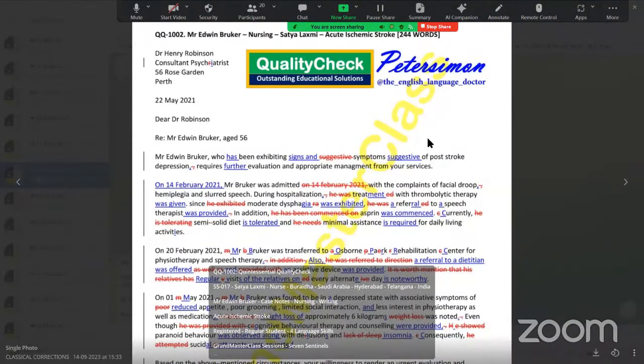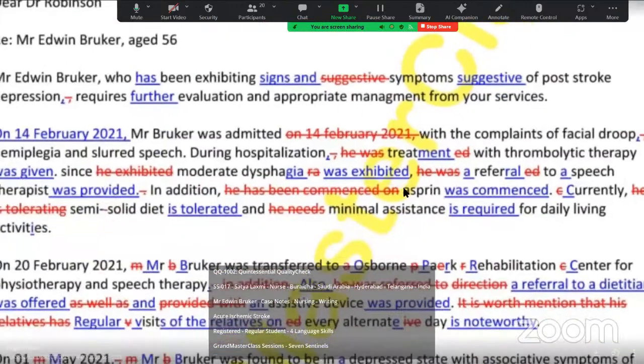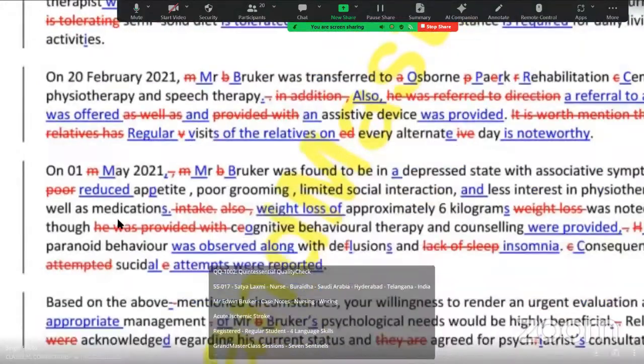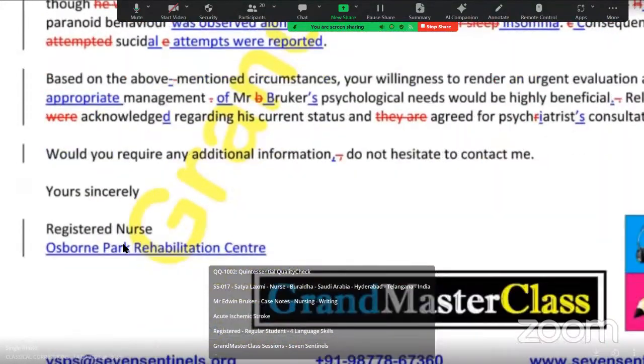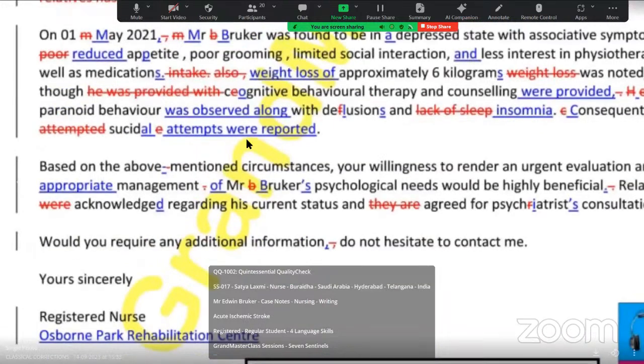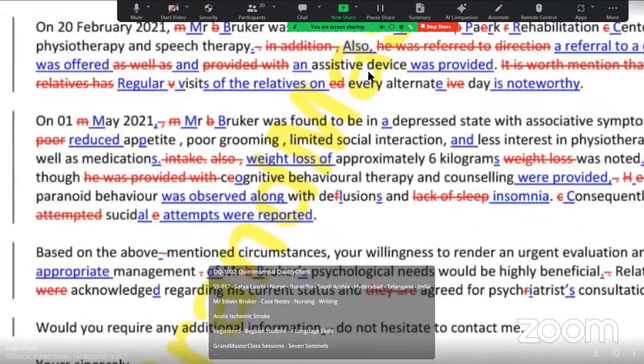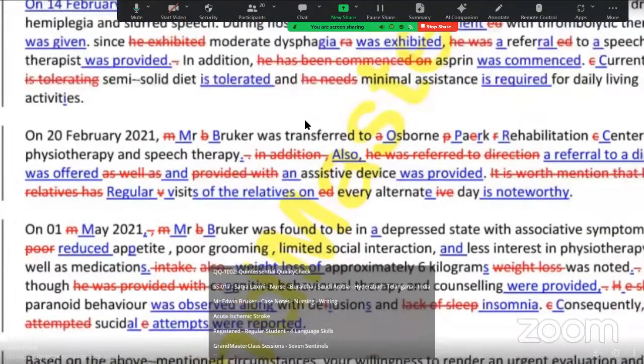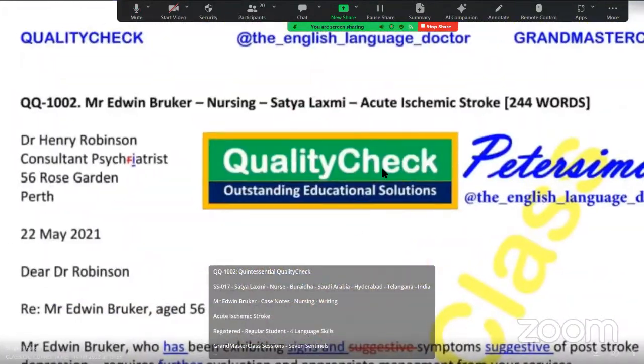Yeah. Okay, now let us see here. Okay, see how it is corrected. For example, date. When the date is there, let it come in the forward. On 14th February, on 20th February, on 1st May. Okay, like that. So what are the corrections? Okay. How the corrections are there. State, a depressed state. State is state, states. So singular plural. So A is compulsory. B, Brooker. Mr. Brooker, small letters, made capital letters. Okay. So it is there here.